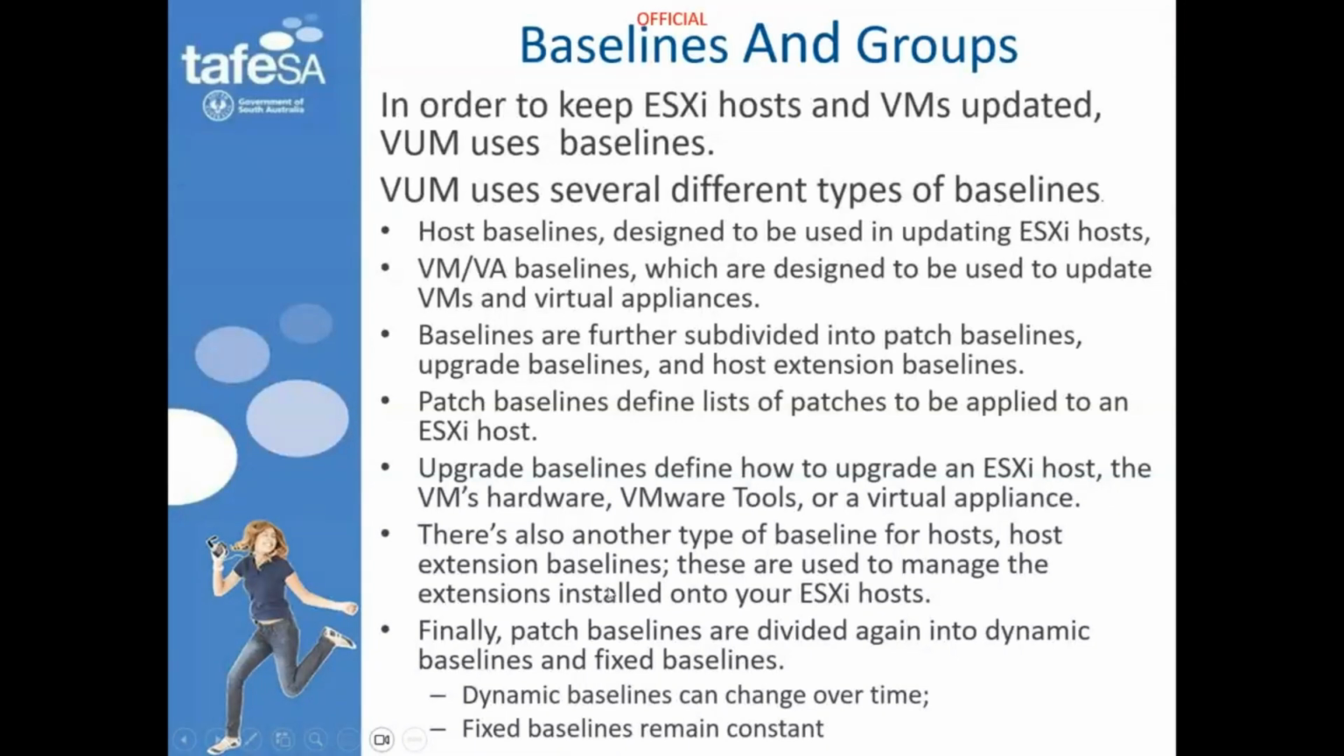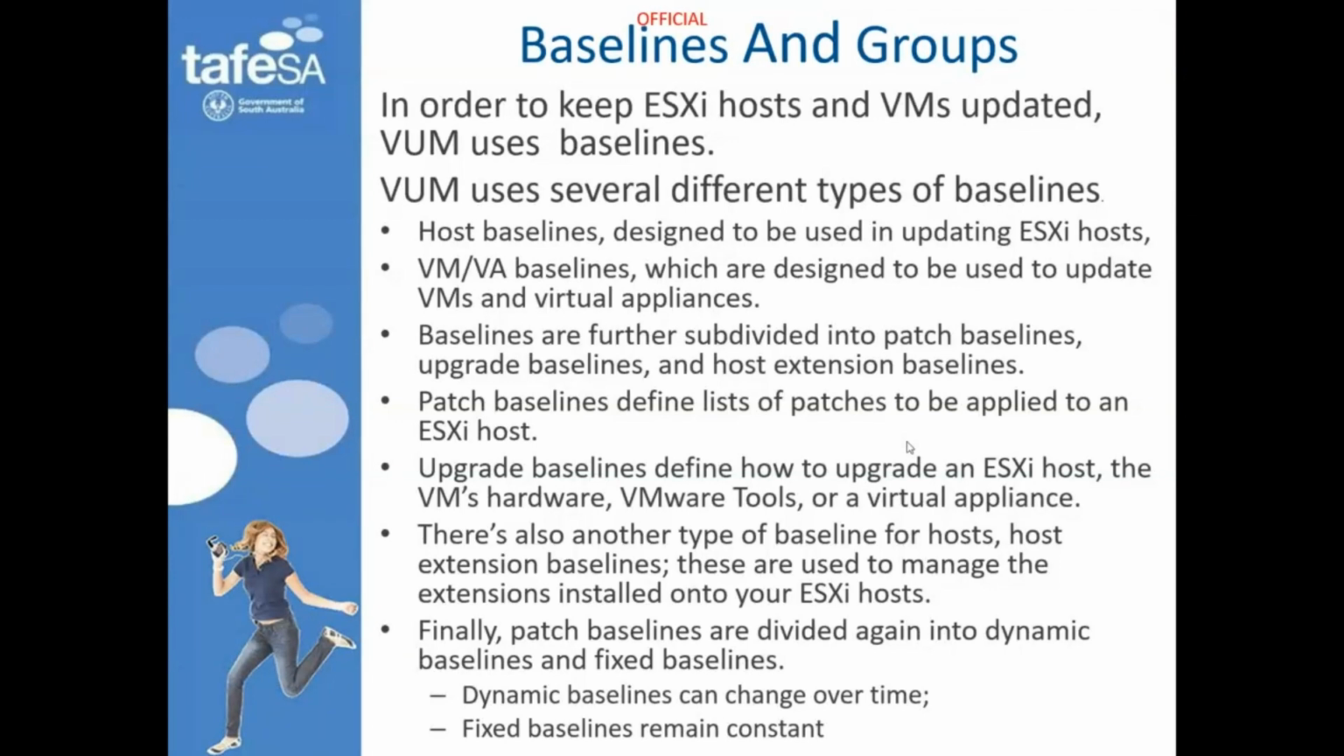Baselines are further subdivided into patch baselines, host upgrade baselines, or extension baselines. Patch baselines are what we're going to use because we're just applying patches, whereas we can do the upgrade baseline, which is basically to upgrade the whole version. Patch baselines define a list of patches to be applied to an ESXi host. So we say, hey, we need these patches, these patches, these patches. It can be very manual.